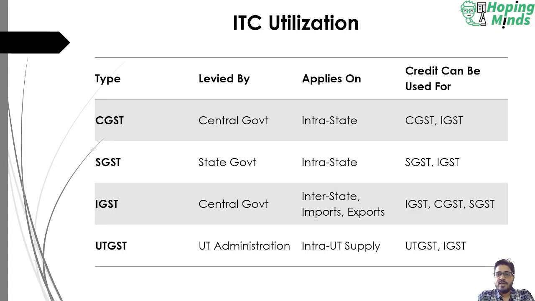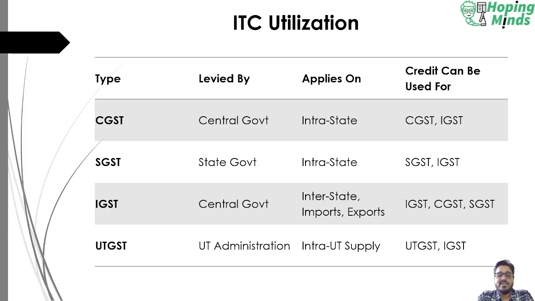Okay, so let us now understand the ITC utilization pattern. CGST tax is levied by the central government on the intra-state supplies, that is within the state supplies. Any credits accumulated under the head CGST can be utilized for the payment of CGST or IGST. Similarly, SGST is levied by the state government on the intrastate sale or provision of services. Credits accumulated under the head SGST can be utilized for the payment of SGST or IGST tax liability.